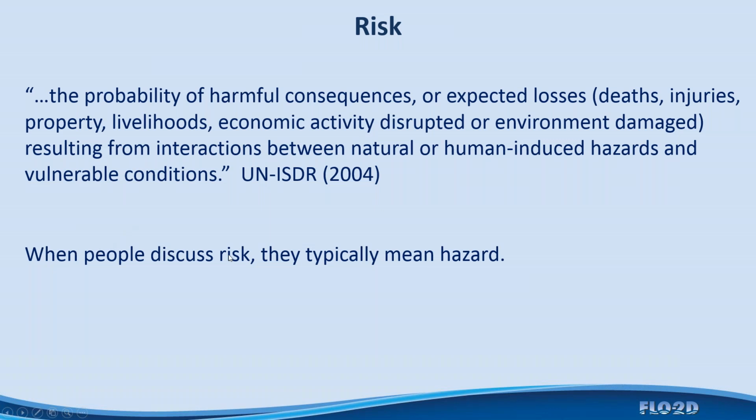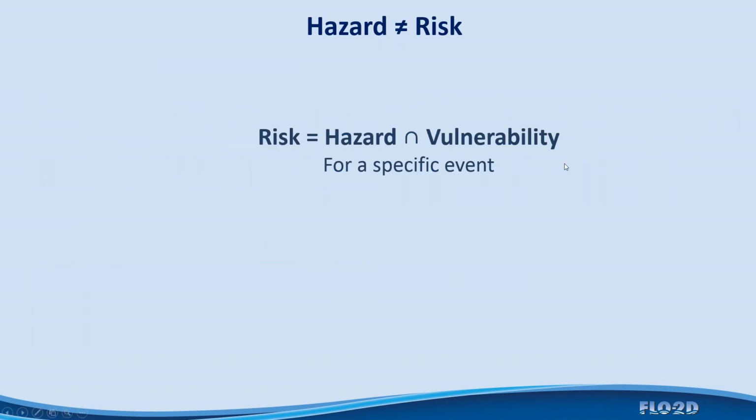So when people are discussing risk, they say people are going to be at risk because of the flood event. What they typically mean is hazard. They're in the hazard zone. Risk, if you're looking at it in a mathematical sense, is the intersection of the subsets hazard and vulnerability for a specific event.